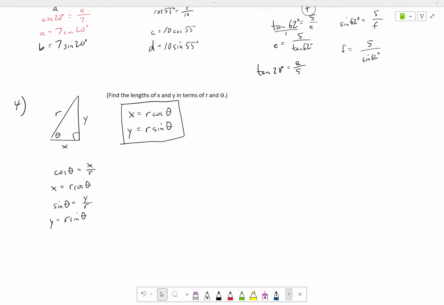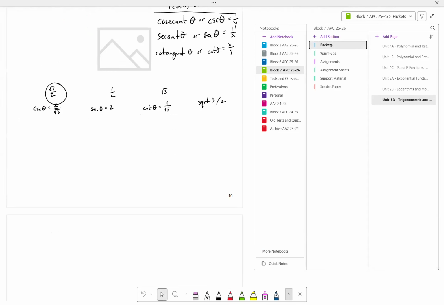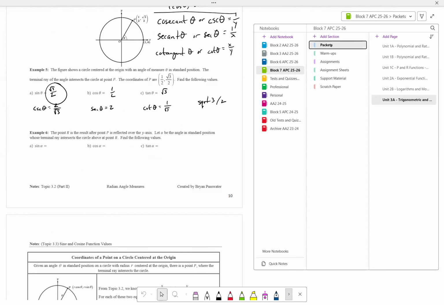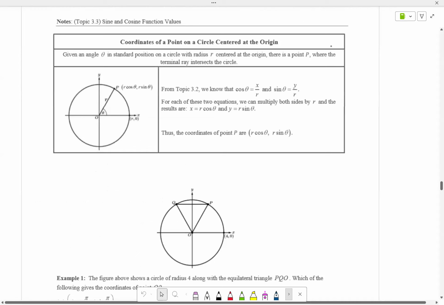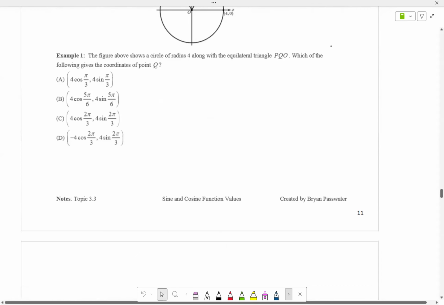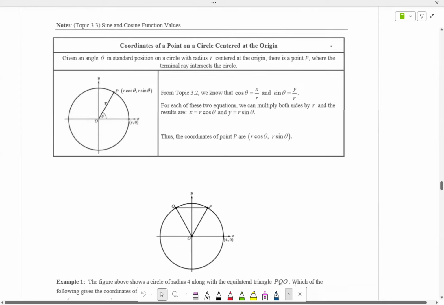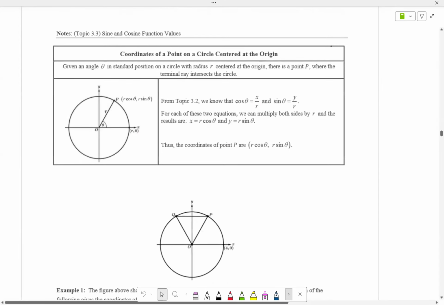Oh, I'm looking in the wrong place. Excuse me. The packet. Yes, sir. No one does. It's online. Yeah, it's too much to print out.